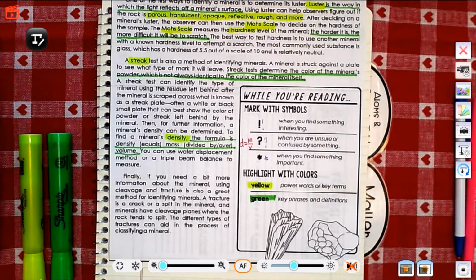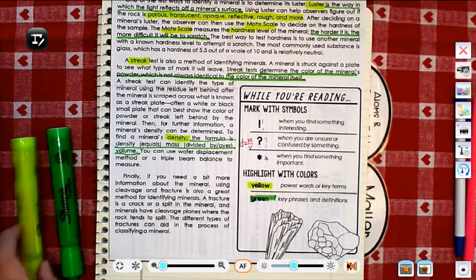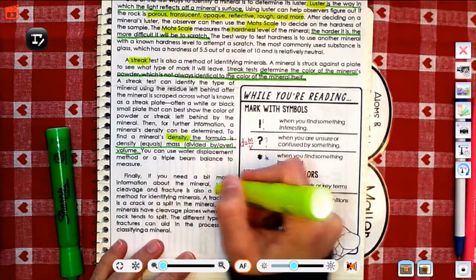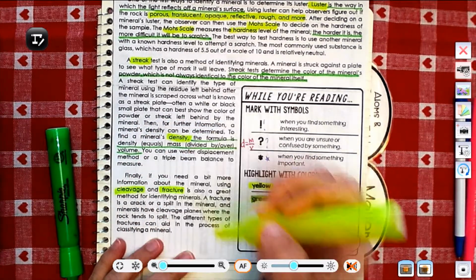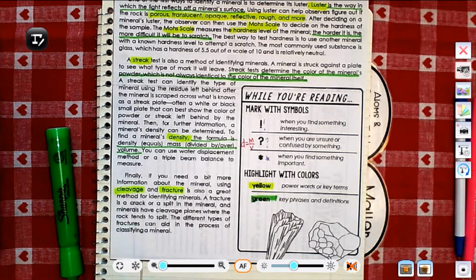Finally, if you need a bit more information about the mineral, using cleavage and fracture is also a great way to identify minerals. So we talked about that cleavage and fracture being how the mineral breaks apart. You are not going to be breaking apart any of my minerals. I will maybe break a couple of them if we really can't tell, but we will not be breaking them.